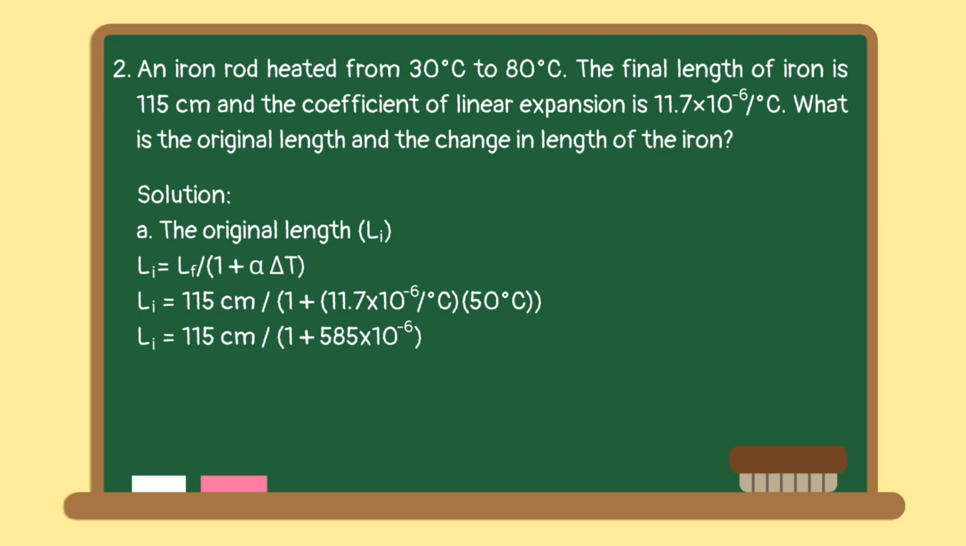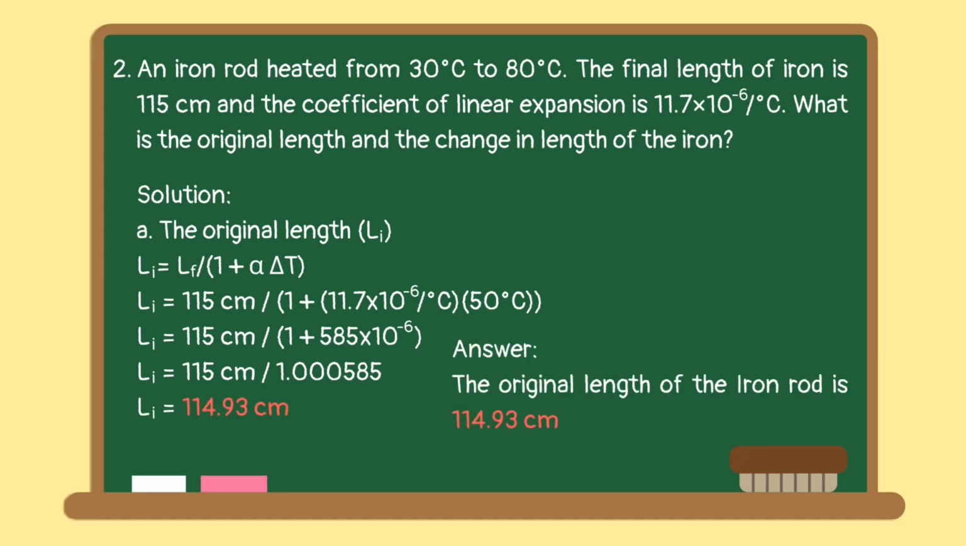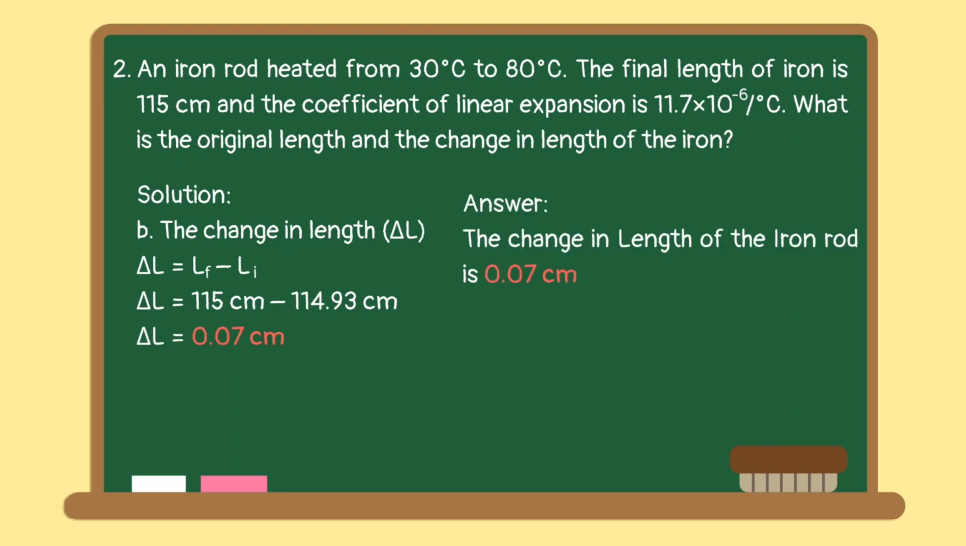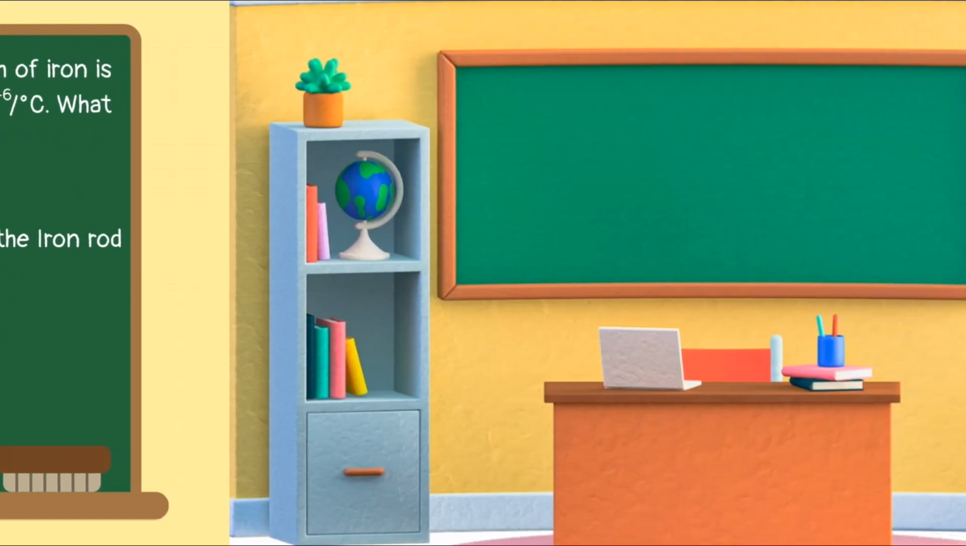Then we have 115 centimeters divided by 1 plus 585 times 10 raised to negative 6, which is equal to 115 centimeters divided by 1.000585, which is equal to 114.93 centimeters. So the final answer is the original length of the iron rod is 114.93 centimeters. For the change in length, we will use the formula change in length is equal to final length minus initial length. So change in length is equal to 115 centimeters minus 114.93 centimeters, which gives us 0.07 centimeter. So the change in length of the iron rod is 0.07 centimeter.